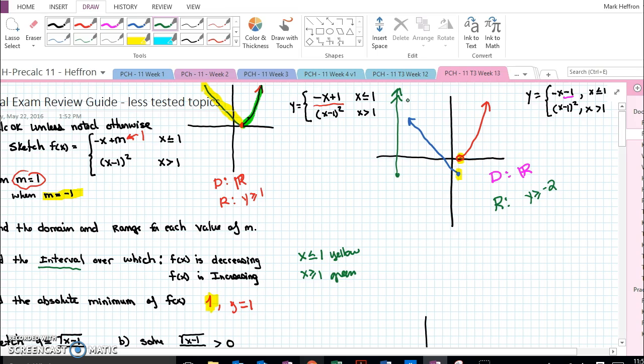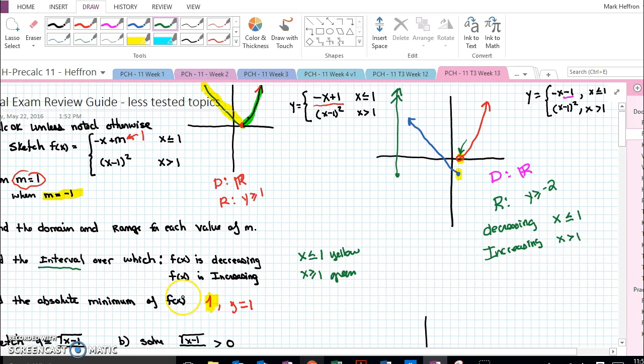Now, find the interval over which f of x is decreasing. Well, it's still the same interval, so we are decreasing when x is less than or equal to 1. Increasing is almost the same, but because there's an open circle right there at 1, we would say x is greater than 1.